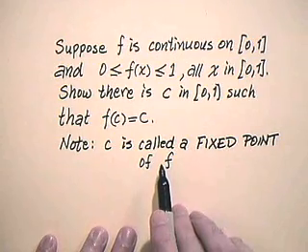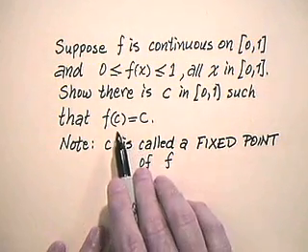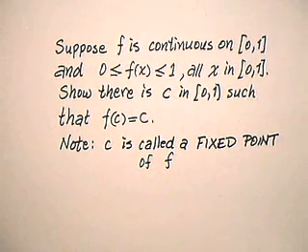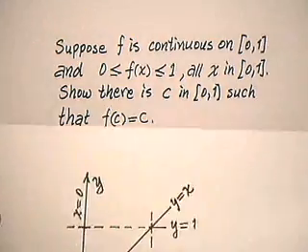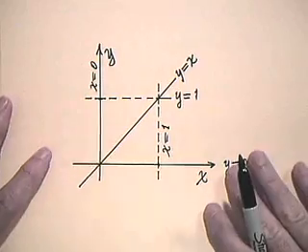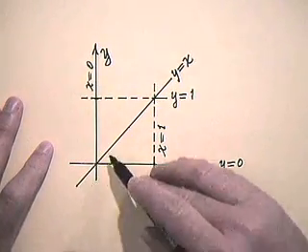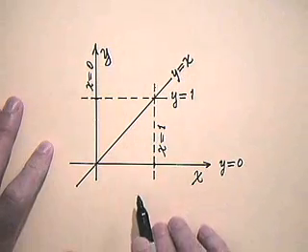Generally speaking, it's often very useful to be able to find fixed points of functions in mathematics. And so this is a very simple application of the intermediate value theorem. Let's look at a picture. Here, I've got a graph, and I'm showing the line y equals x.